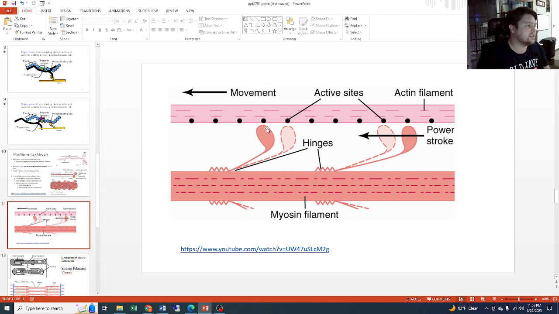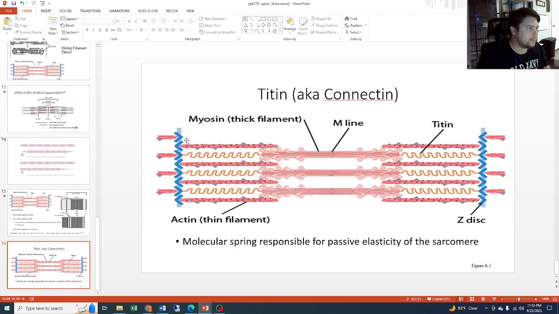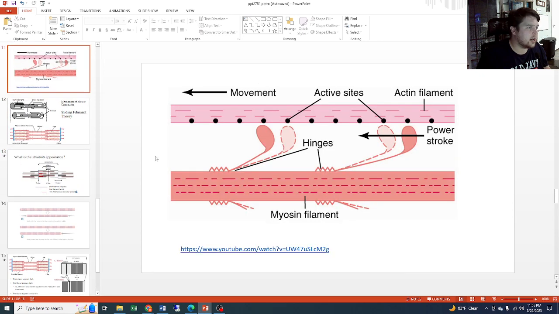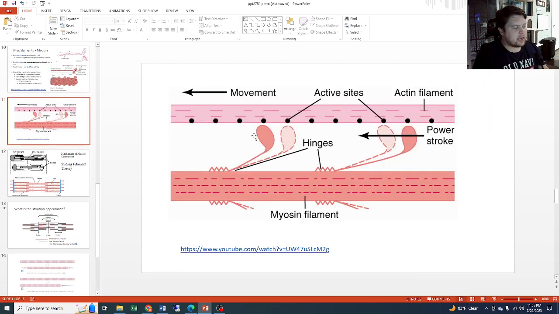Now, the way that this gets reset, let me see if I included that picture. I did not. But remember we said that the myosin heads, each individual head, is made up of two of those light chains, and that has the ATPase on it. ATP is going to come and bind onto the myosin head, and when it breaks that phosphate bond, it gives it enough energy to reset.